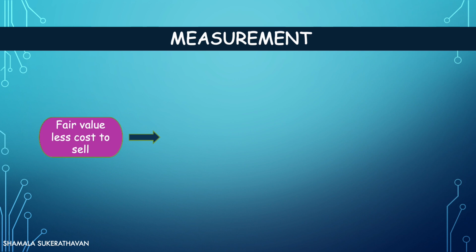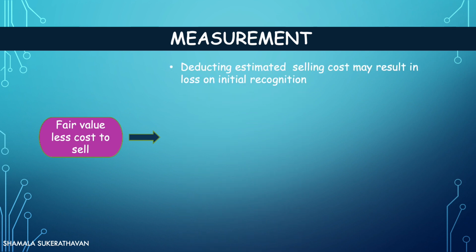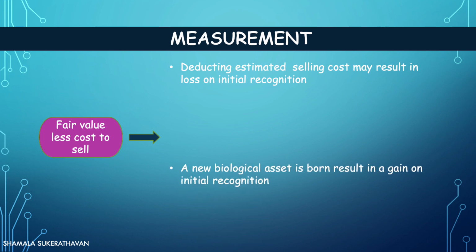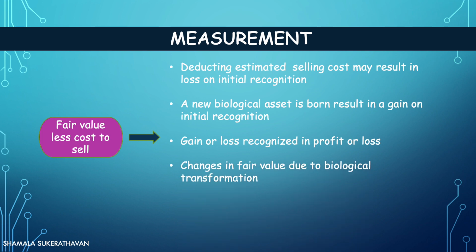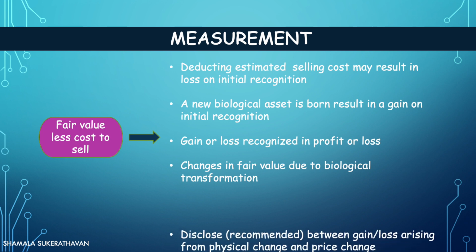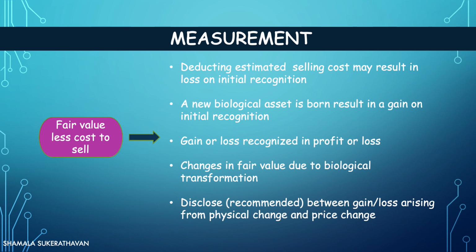1. A loss can arise on initial measurement at fair value less cost to sell as a result of deducting estimated selling costs from the fair value. 2. A gain can arise on initial measurement when a new biological asset is born. 3. The gain or loss arising from the remeasurement should be recognized in the profit or loss. 4. Changes in fair value may result from physical biological transformation. Thus, IAS 41 recommends separate disclosure of physical and price changes as the information is likely to be of interest to users.